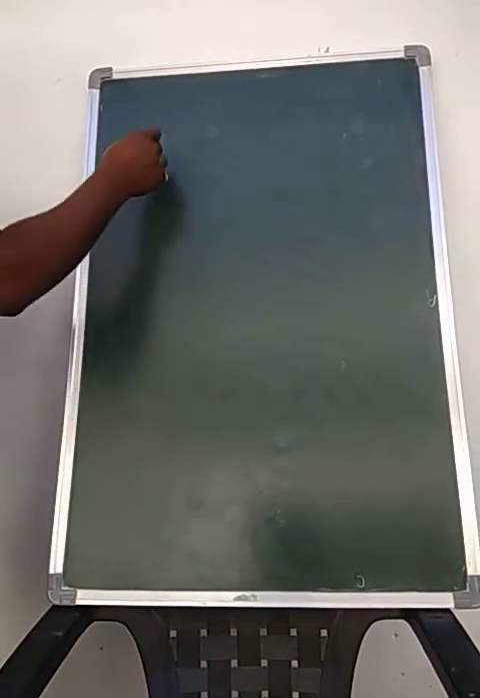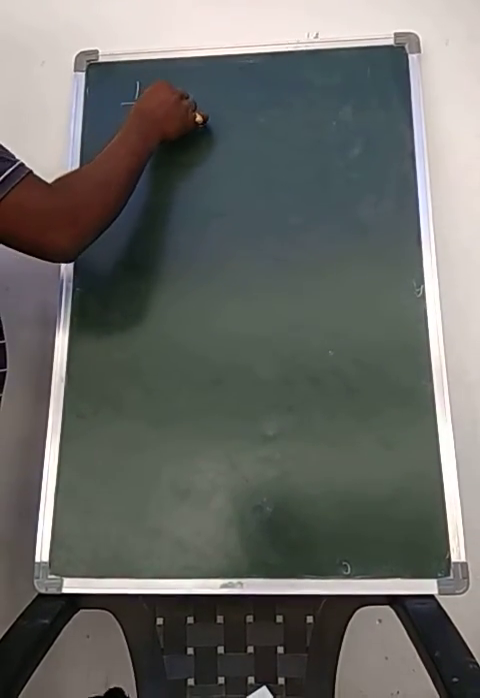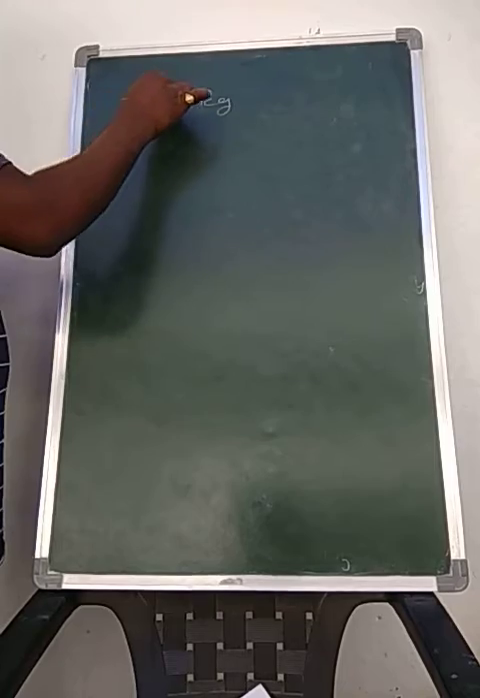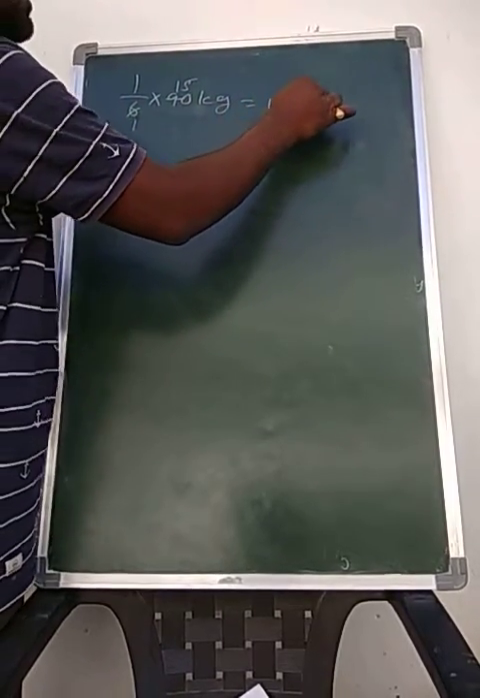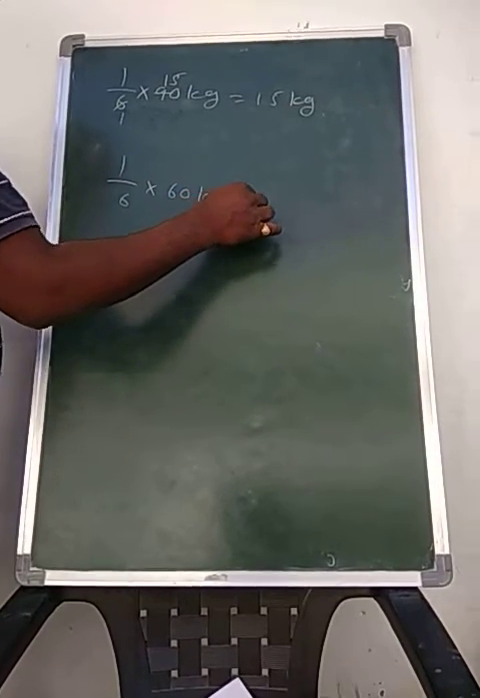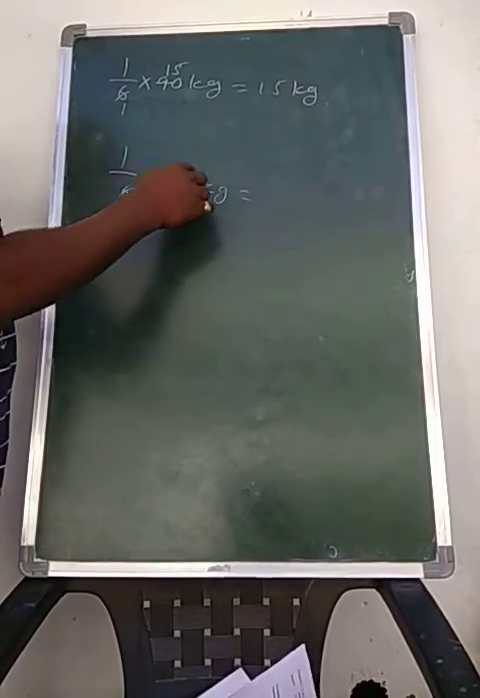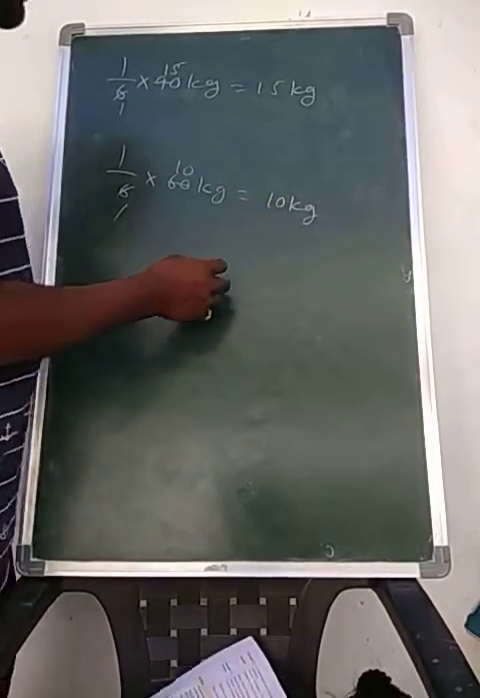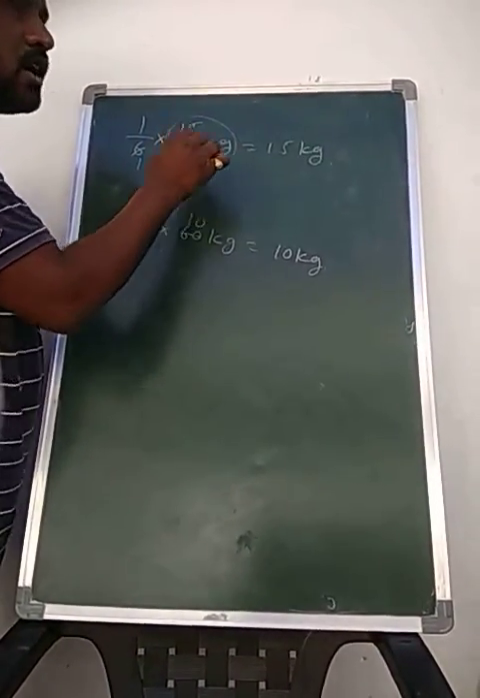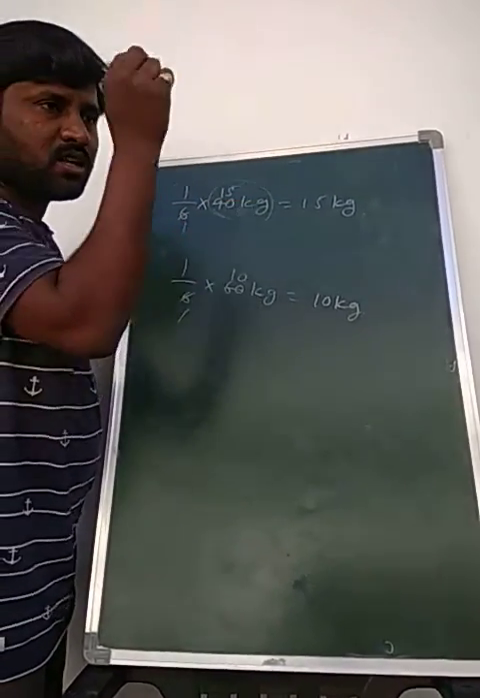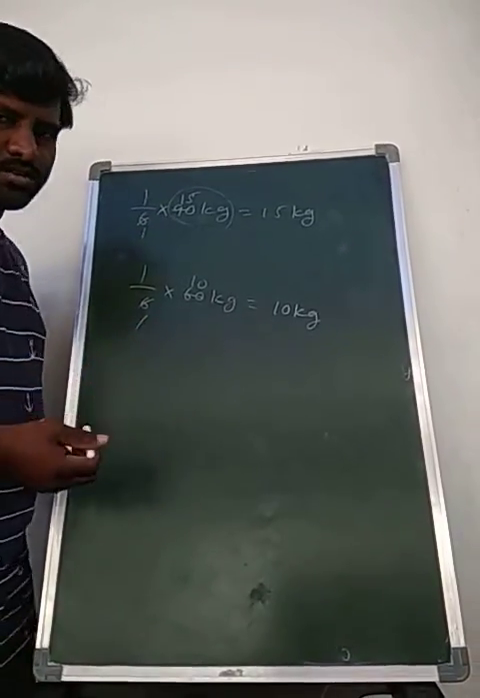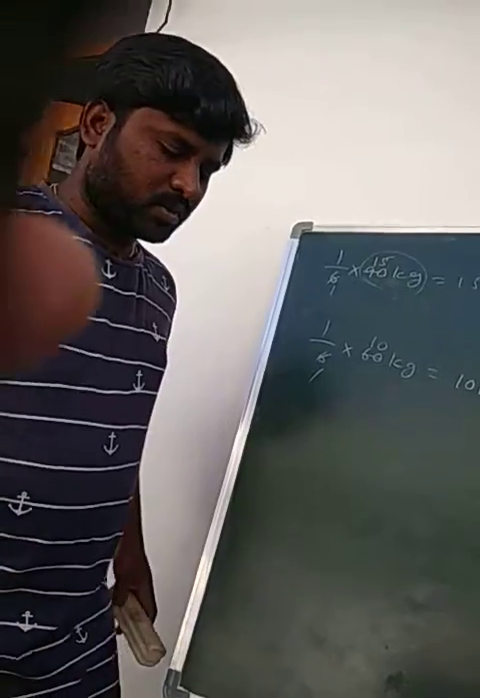You can simply do it like this: 1 by 6th of 90 kg, 6 ones are 6, 6 15s are 90, so that is equal to 15 kg, and 1 by 6th of 60 kg, that is, 6 tens are 60, means 10 kg. That means a person with weight 90 kgs on the earth has weight on the moon of 1/6 of his original weight on the earth. Is that clear students? So you can find it like this also. So thank you students. So this is the required solution.